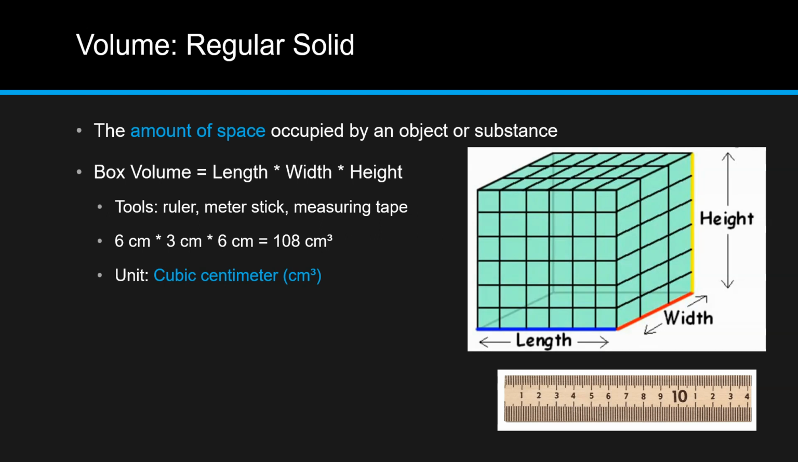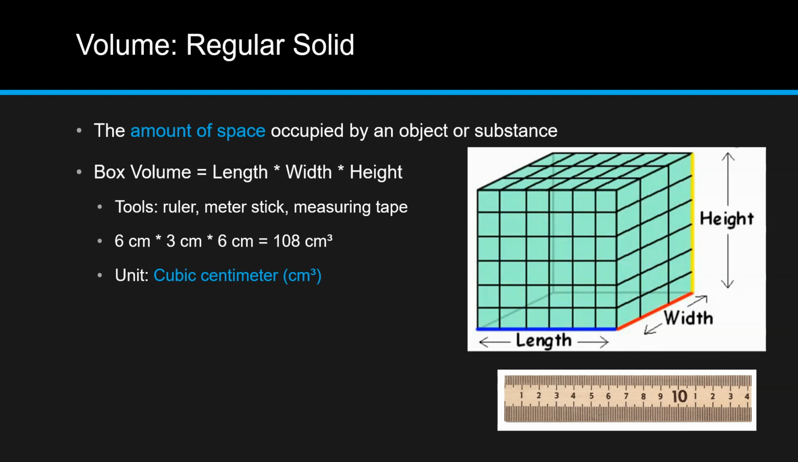But the units are not just centimeters. We can't say that the volume of this box is 108 centimeters because centimeters is used for length. We're measuring volume, how much total space it takes up, not a length. The volume of this box is not a line.